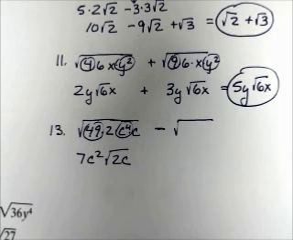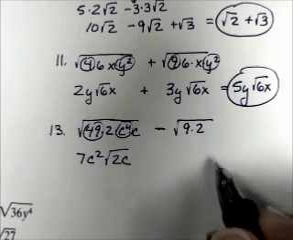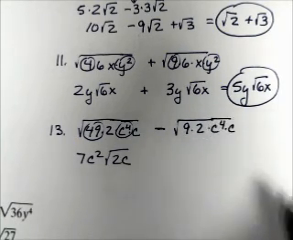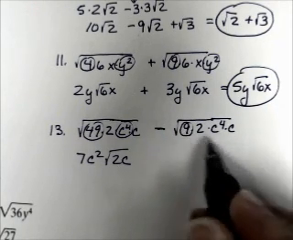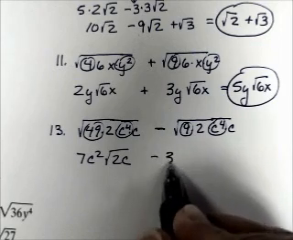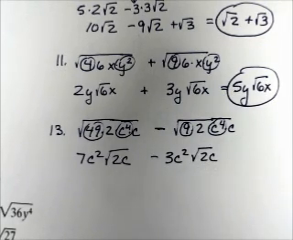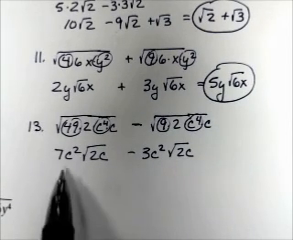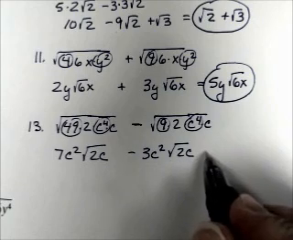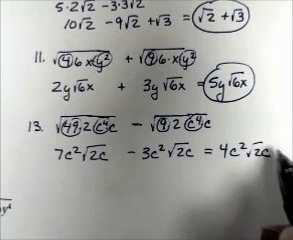Minus the square root of 18c to the fifth. 18 is 9 times 2, c to the fifth is c to the fourth times c. Circling our perfect squares, pulling out their square roots, and the square root of 2c remains. 7c squared square root of 2c minus 3c squared square root of 2c equals 4c squared square root of 2c.